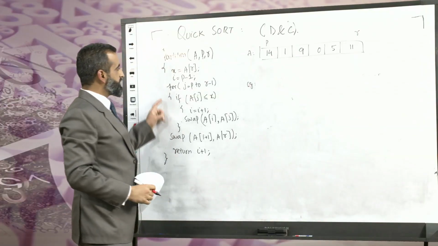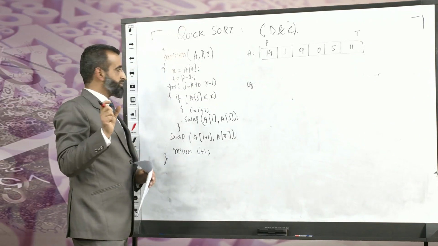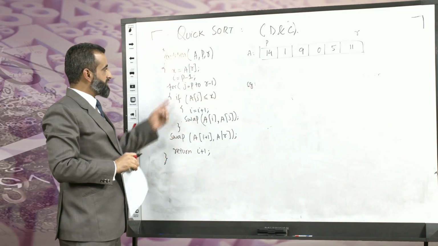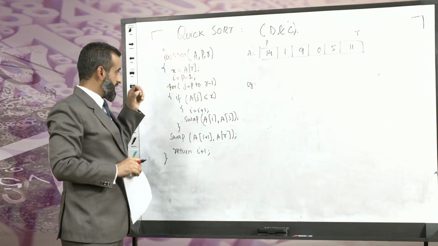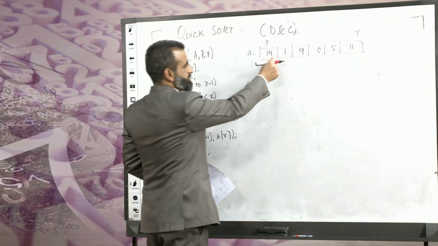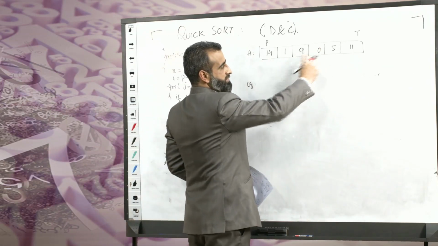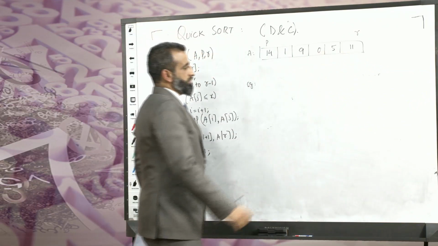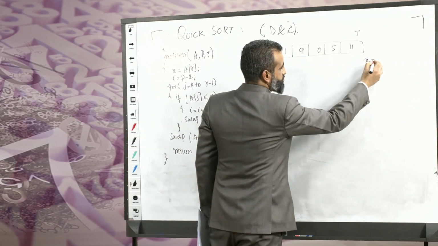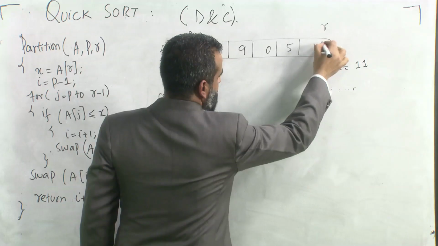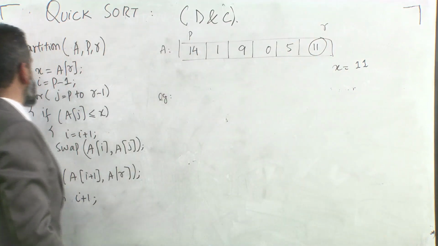If we have a look at the algorithm, we are first selecting our pivot element. In this particular version of the algorithm, I'm taking the last element, but I reiterate that it's not necessary. You can take the first element as a pivot element, or some other middle element, or you may take the last element. So here my pivot element X, I'm storing A of R, which is pointing to the value 11. So this is my pivot element in this case.